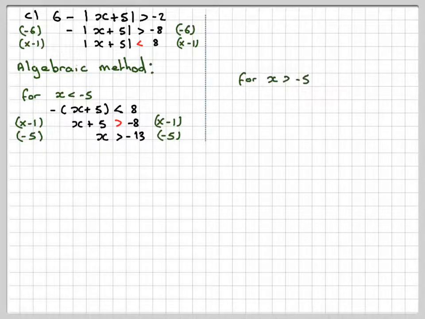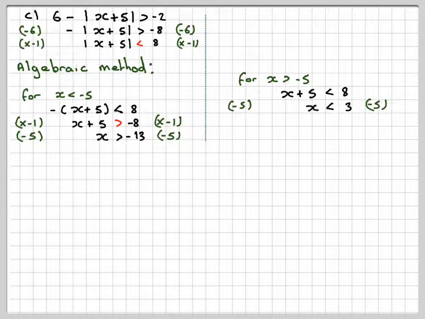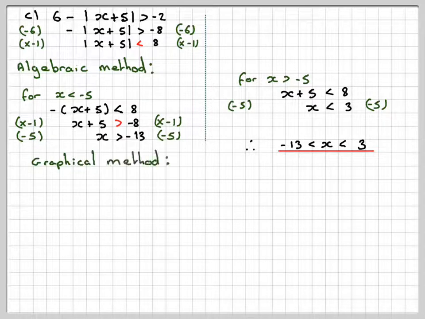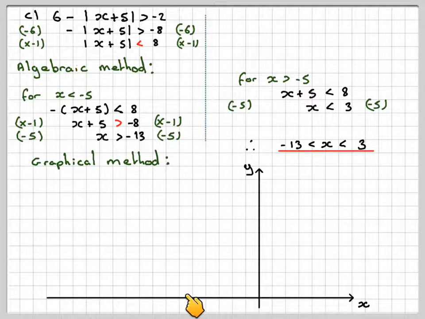For x greater than -5, then we just consider solving x plus 5 is less than 8. Taking 5 from both sides, we're going to get that x has to be less than 3. Now for the graphical method, so the answer will be x is greater than -13 and less than 3. Now using the graphical method, we're going to need quite a long x-axis here, because we're going to go from -13 to 3. So draw yourself quite a wide x-axis and a y.